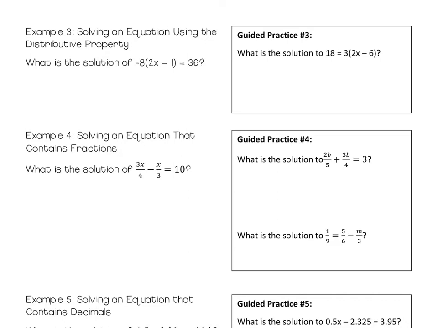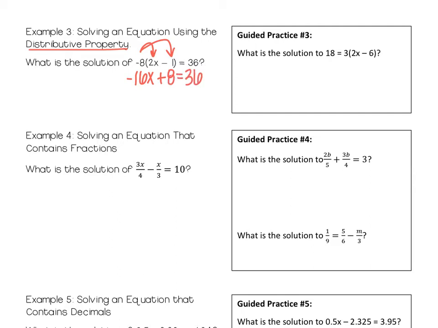Example 3. We have a new type of multi-step equation. This time we're going to have to solve using the distributive property. So if you'll look at your equation, you've got negative 8 times all of this, 2x minus 1, equals 36. Like I said before, you always need to make sure each side of the equation is simplified before you try to solve it. So the first thing you need to do here is distribute the negative 8, and you get negative 16x plus 8 equals 36.